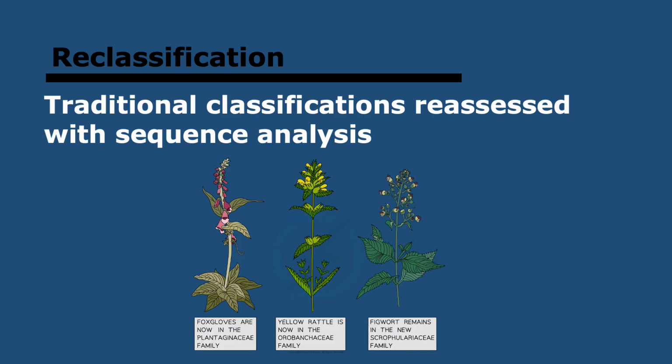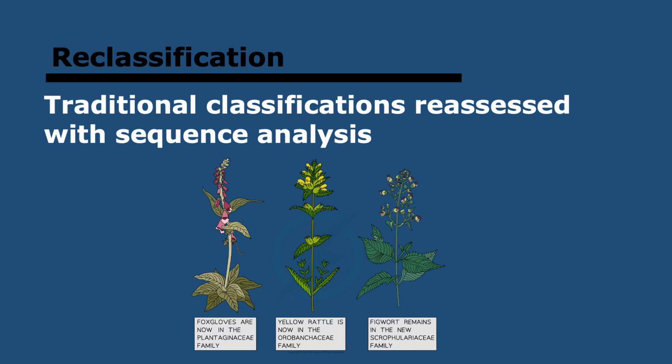This topic of morphological versus sequence analysis comes up a lot. Sequence analysis only became readily available in the 1990s. So before, everything was done based on morphological characteristics. Morphological just means looking at the appearance, the shape of the organisms, etc. So what this means is that once sequence analysis became available, a lot of them had to be reclassified because it was incorrect.